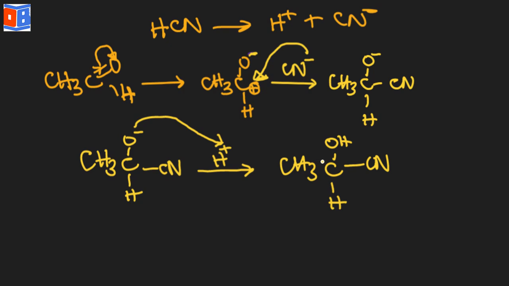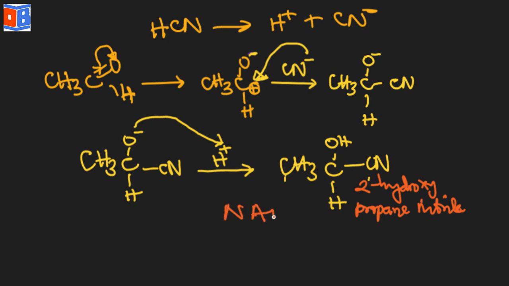And this compound is now called 2-hydroxy propane nitrile, where we have carbons 1, 2, 3, and the hydroxy group is on carbon 2. So the name is 2-hydroxy propane nitrile, and the name of the reaction is nucleophilic addition reaction. So this is the reaction mechanism for the conversion of ethanal to 2-hydroxy propane nitrile.